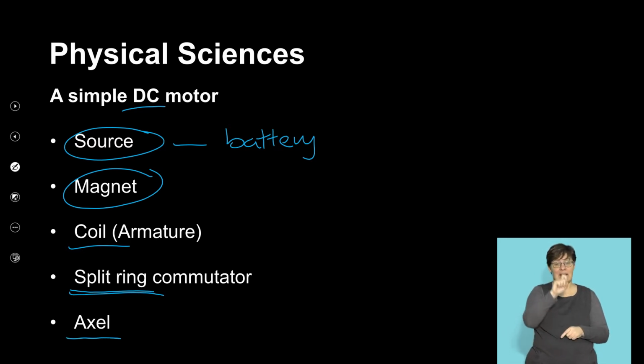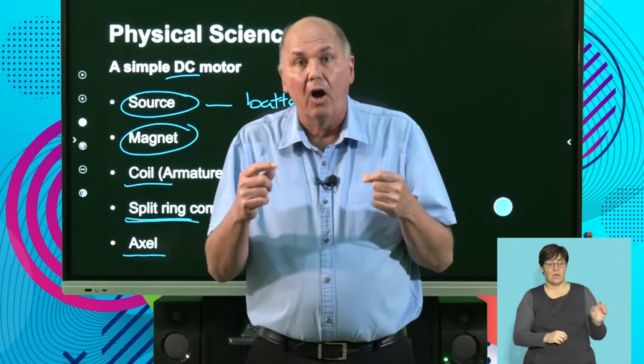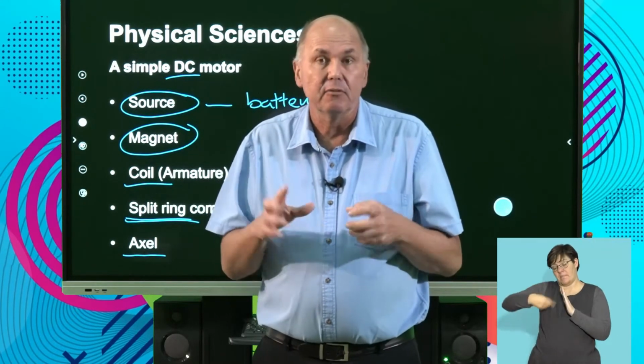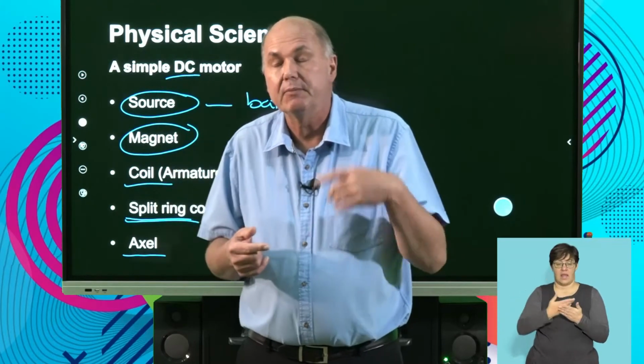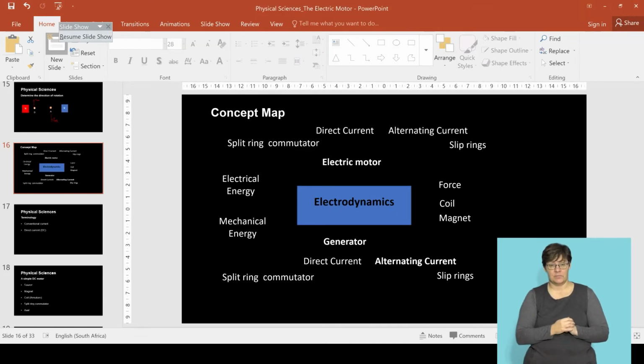Now, guys, the axle is often not shown, but we know that the armature has to rest on an axle for it to spin around. So the coil must be free to spin, must be free to move. Let's take each of those components and have a look at an example. So I want to look at a simulation.